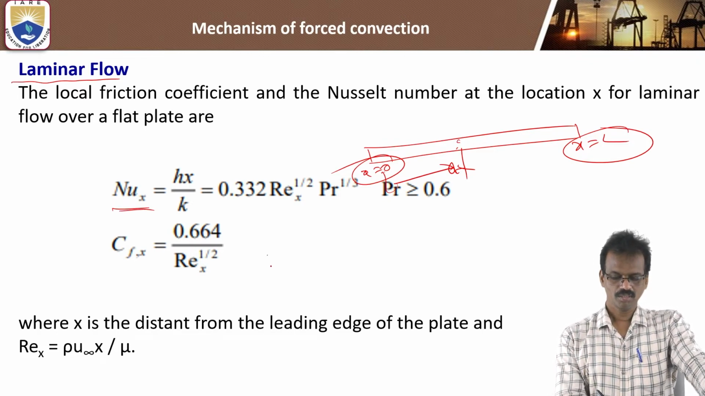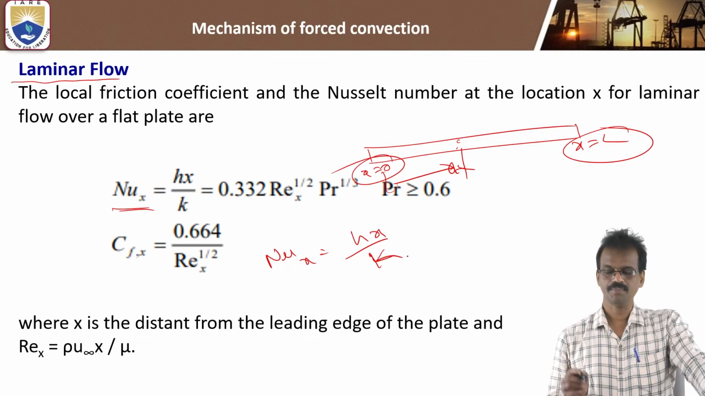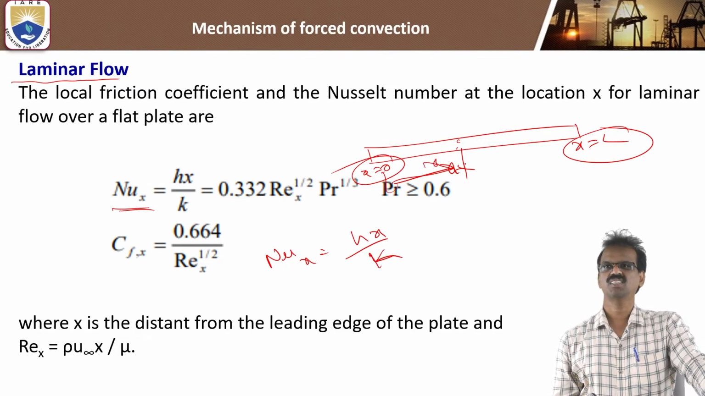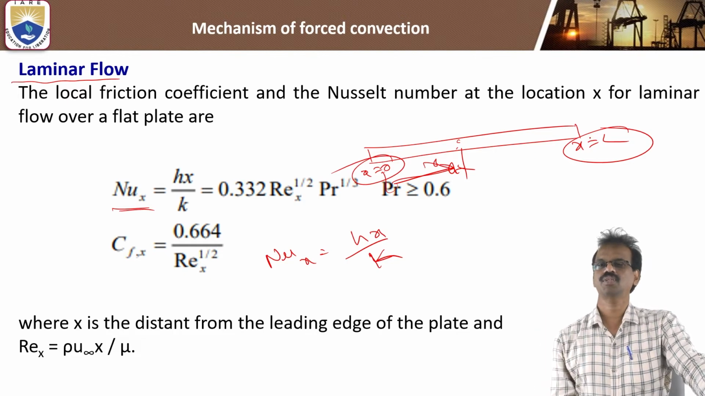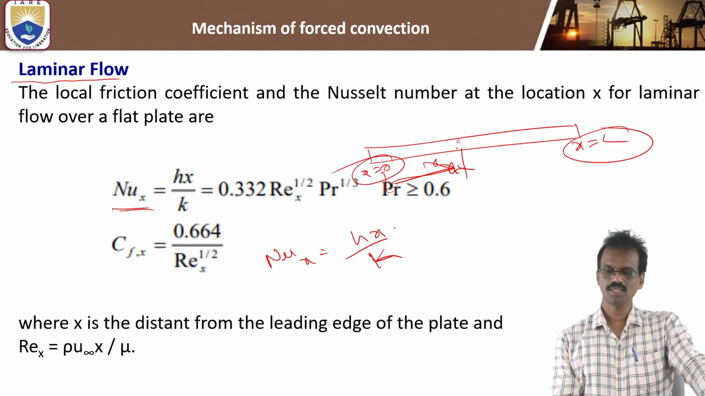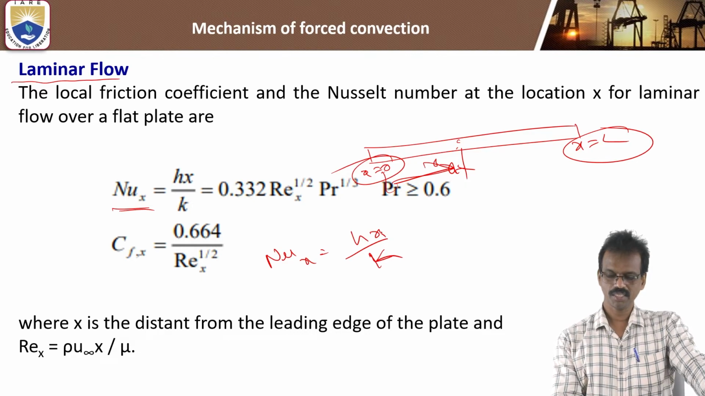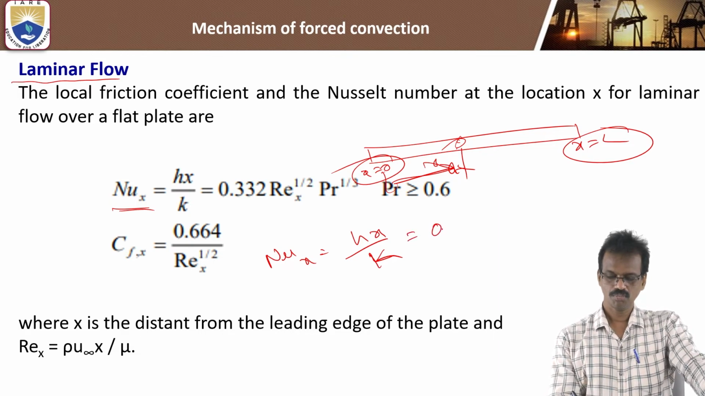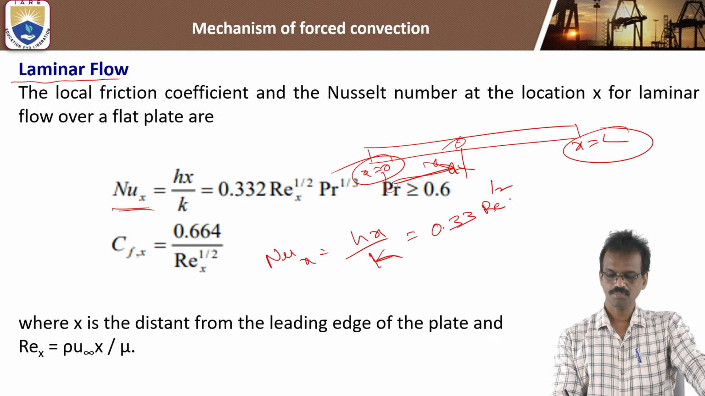So here Nusselt at x is equal to hx by k. It means a particular distance, or throughout the surface you can take hL by k. It is hx by k at a particular distance. That formula is equal to 0.33 into Re to the power of 1 by 2, Pr to the power of 1 by 3.